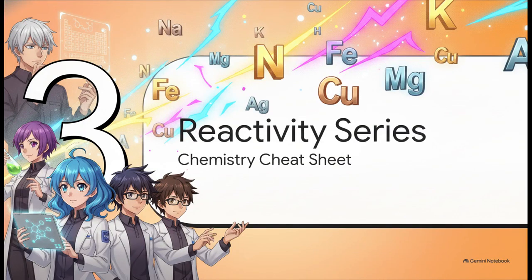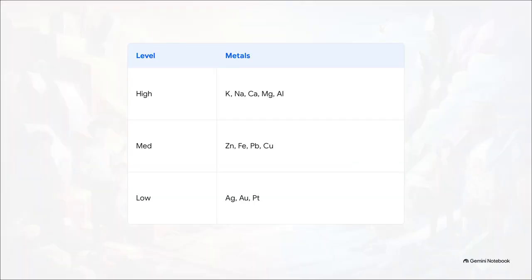Moving right along to Section 3, the reactivity series. Get ready, because this is the ultimate cheat sheet for predicting chemical reactions. Now, let's talk about the reactivity series. The rule here is brutally simple. The higher a metal is on this list, the more powerful and reactive it is.